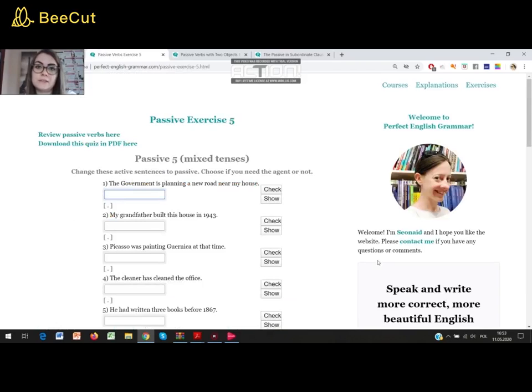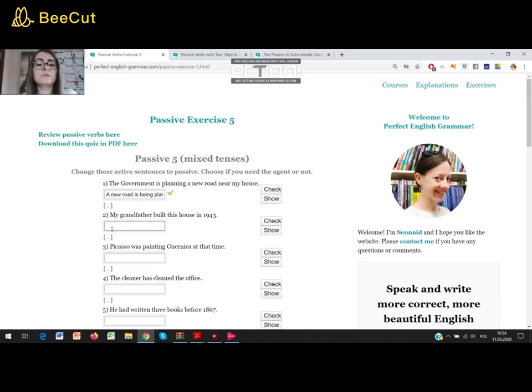Okay, so let's have a look at some exercises. We will do 5 examples from 3 exercises. So let's start with the first one, in which we should change these active sentences to passive. Choose if you need the agent or not. So the government is planning a new road near my house. So a new road is being planned near my house. And nothing else is needed.